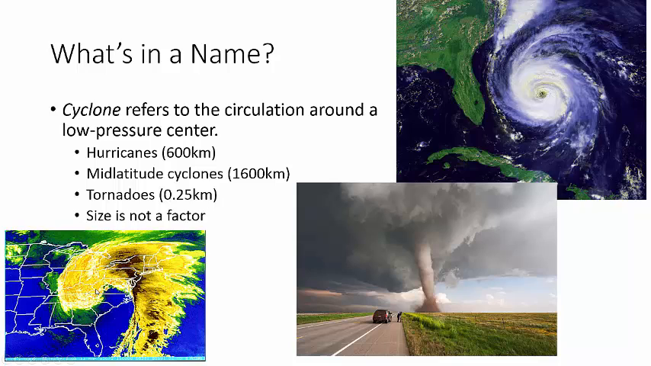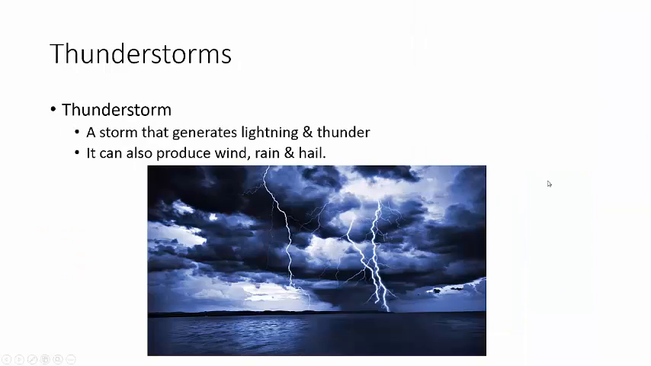Mid-latitude cyclones, low pressure, circulation, right? Tornado, low pressure in the middle, circulation, definitely, right? If you don't believe me, watch Twister. So it doesn't really matter what the size is, right? Hurricane, big, mid-latitude cyclone, huge, Twister, not so much, right? Doesn't matter the size. Okay. Thunderstorms are also considered cyclones because it can be an area of low pressure with circulation.